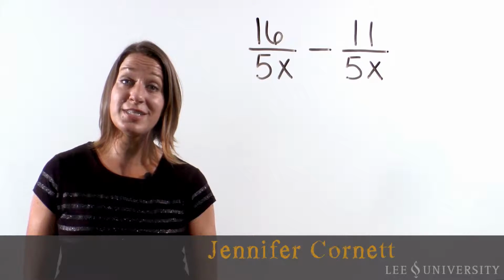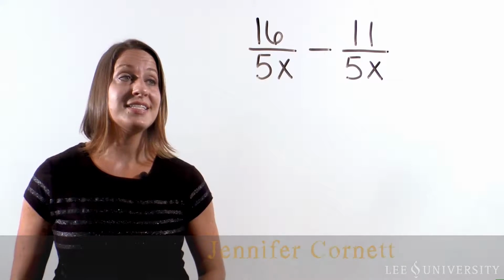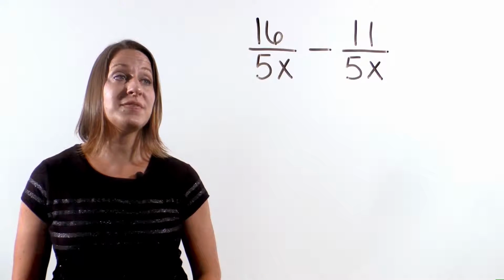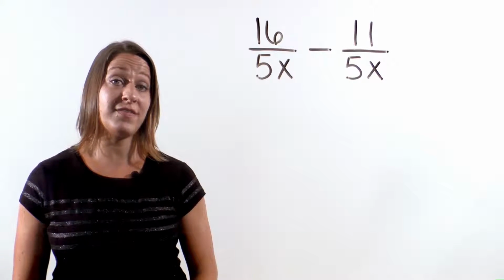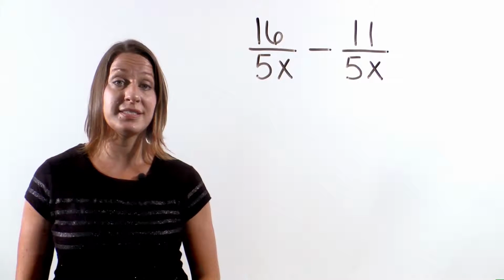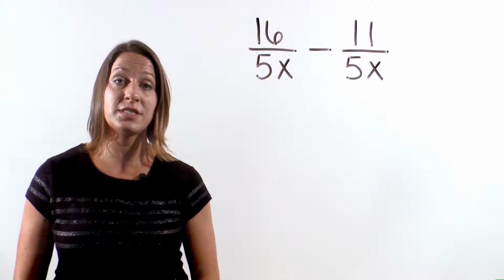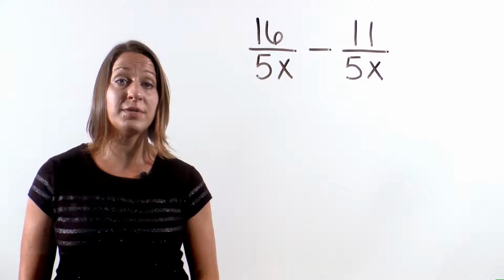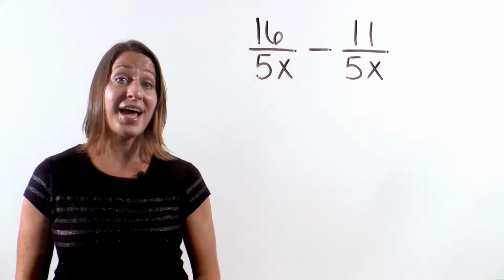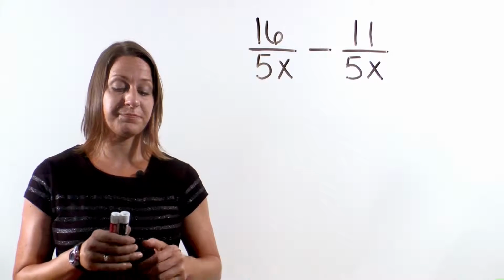So grab a pencil and some paper and work through these examples with me. Take a look at our first example. We have 16 over 5x minus 11 over 5x. Now, just like we did when we were adding rational expressions, we also need to have common denominators. This example has common denominators for us, so we're ready to subtract.